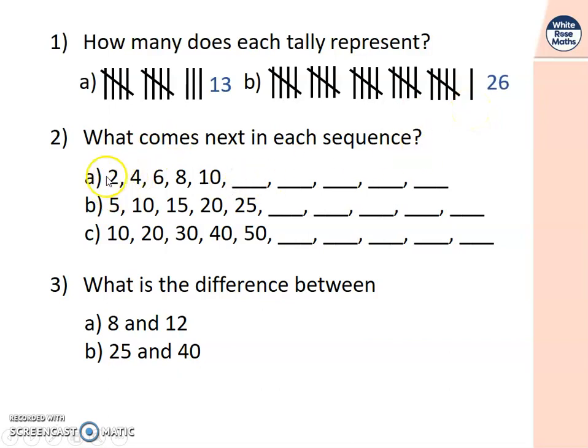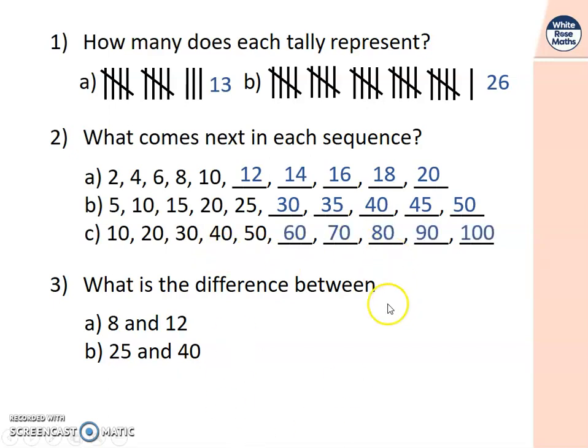Now let's practice our 2 times tables here. We're counting up in 2s. So 2, 4, 6, 8, 10, 12, 14, 16, 18, 20. Let's practice the 5 times table. 5, 10, 15, 20, 25, 30, 35, 40, 45, 50. And the last one, we're counting up in 10s. We can do that. 10, 20, 30, 40, 50, 60, 70, 80, 90, 100. Give yourself a tick if you got that correct.